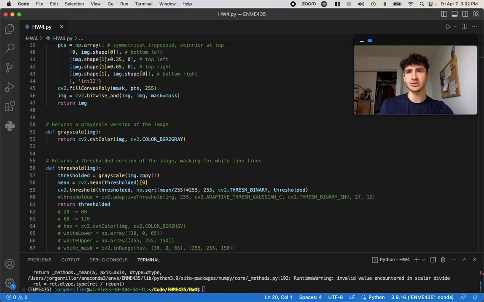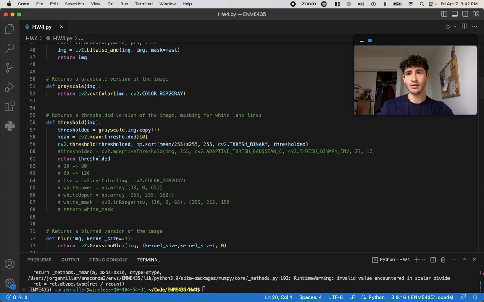Next, to threshold the image, first I convert the image to grayscale. Then I find the average brightness of the image and calculate a threshold, which depends on the average brightness. I found that the threshold was not linear with average brightness, but I actually found that square root was a good fit to get the desired threshold. After that, I masked the image for pixels that are brighter than this threshold.